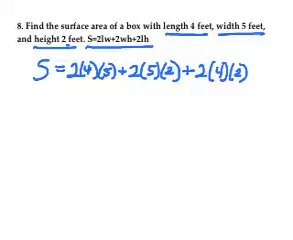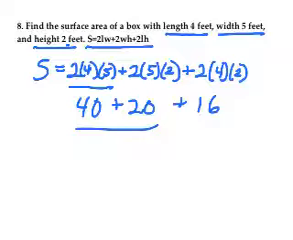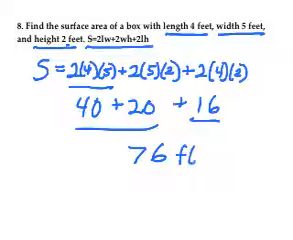So then we just solve it. On this first one, 4 times 5 is 20, times 2 is 40, plus 5 times 2 is 10, times 2 is 20, plus 4 times 2 is 8, times 2 is 16. And then we add them together, and you do it the easy way. I'm going to add the 40 and 20 first. That makes 60. Then I'm going to add that to the 16. That's 76. Now 76 what? It's a surface area, and the dimensions were in feet, so it's got to be square feet.